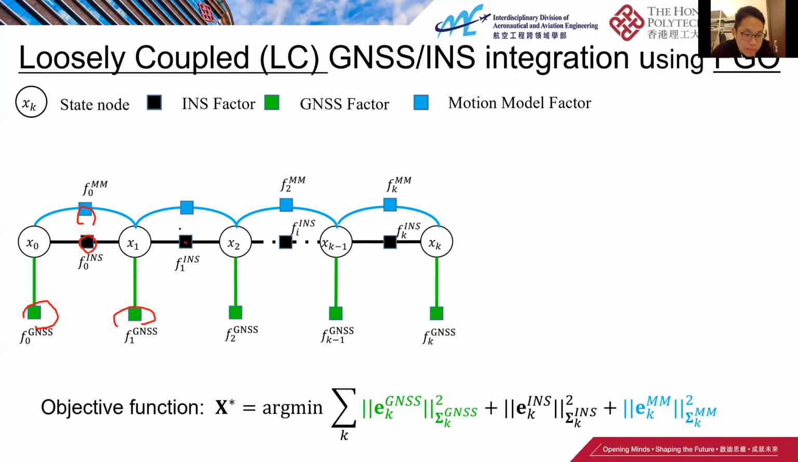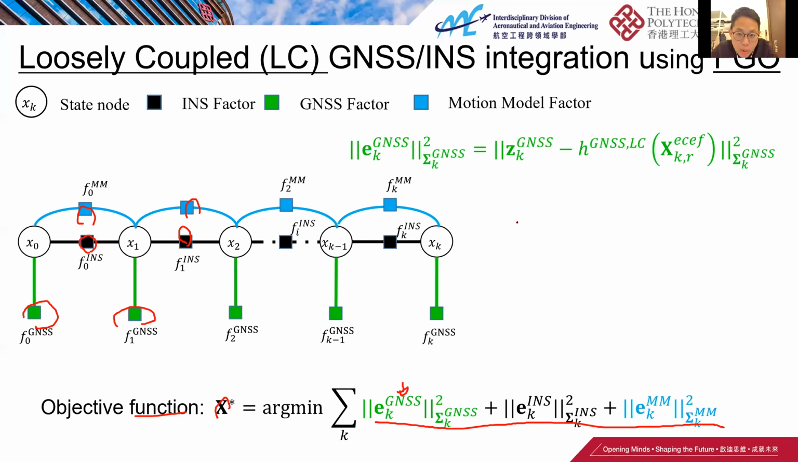So we're trying to minimize all these error factors. This is our objective function. We have to find a subset of X to minimize the error functions here. Okay, the green one is the GNSS factor. For the loosely coupled GNSS factor, it's just one H here.